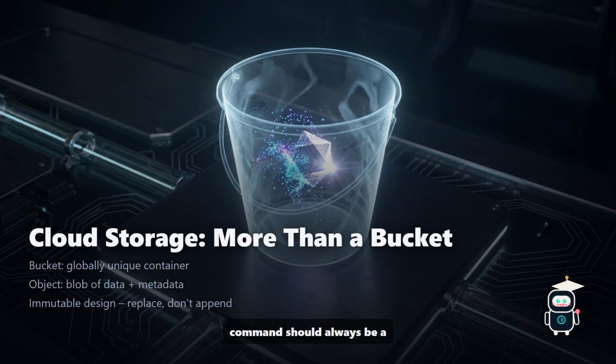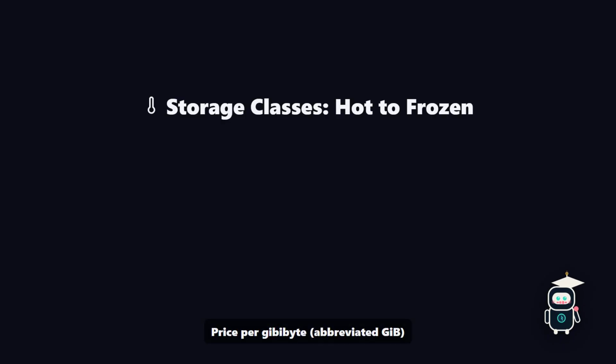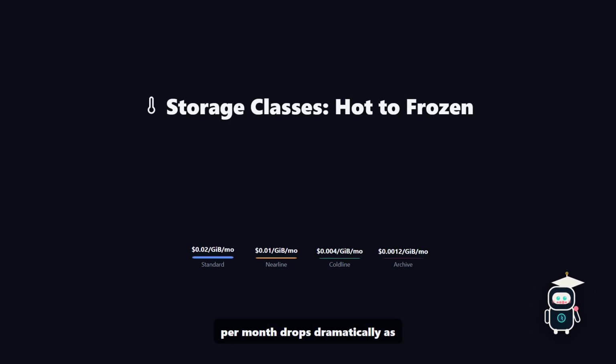So your first command should always be a bucket creation attempt in Cloud Shell. If it says, bucket already exists, you've collided, pick another. Spend 5 minutes wrestling with that, it'll stick forever. Price per gigabyte, abbreviated GiB, per month drops dramatically as you move from hot to frozen data, from 2 cents to a fraction of a cent. But the trade-off is minimum storage duration and retrieval fees.